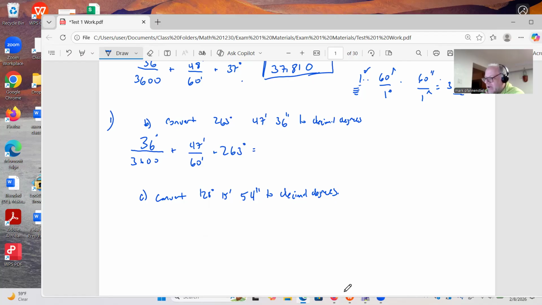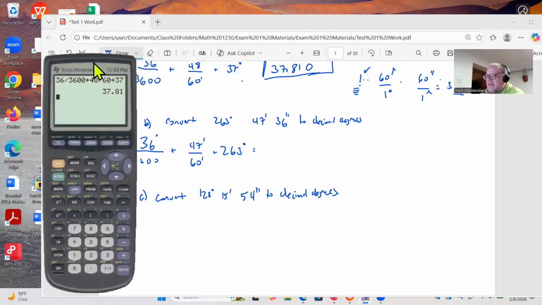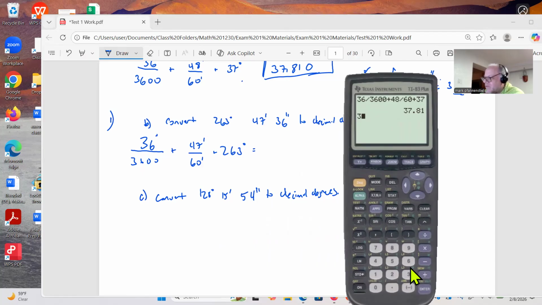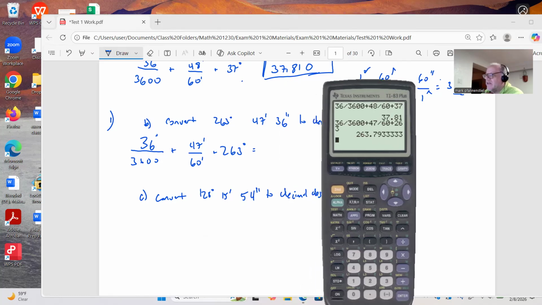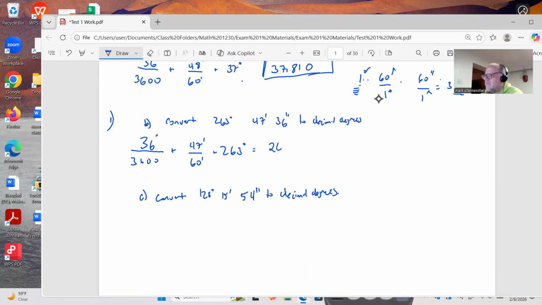And we'll just go ahead and calculate this out. That's going to be 36 divided by 3,600. Plus 47 divided by 60. Plus, and then here we have 263. And that should give us what we want. So we end up with 263.79. How many decimal places did they want us to go on this one?